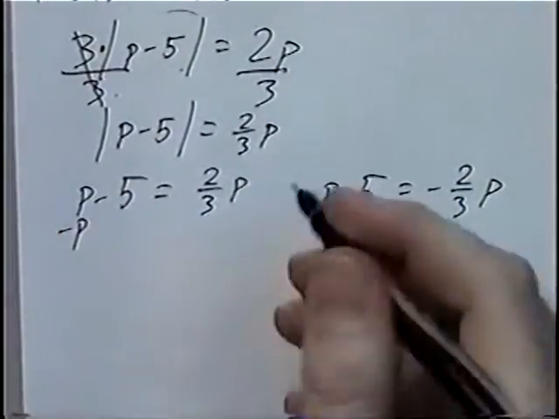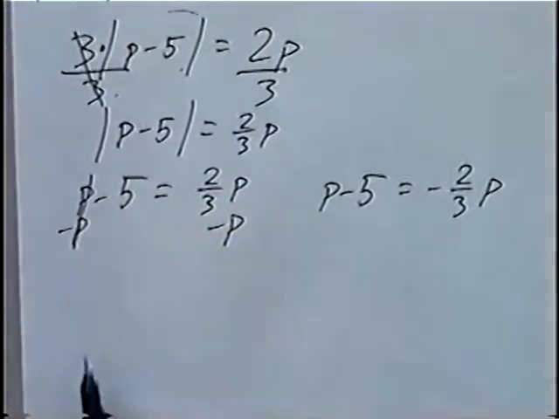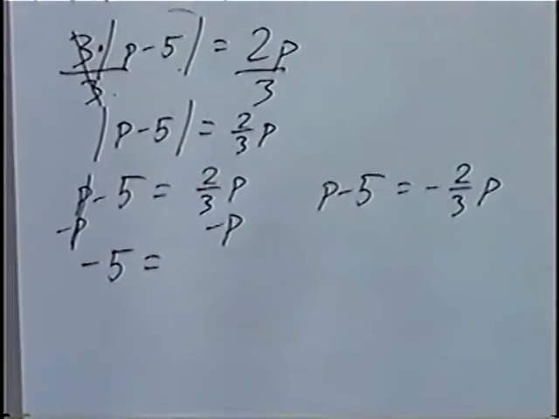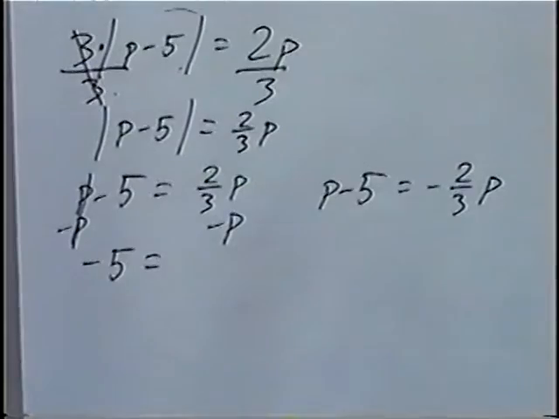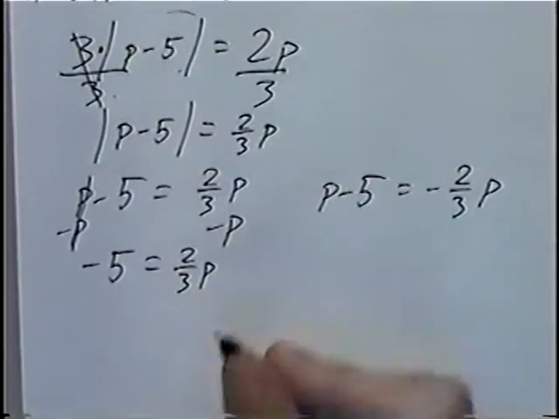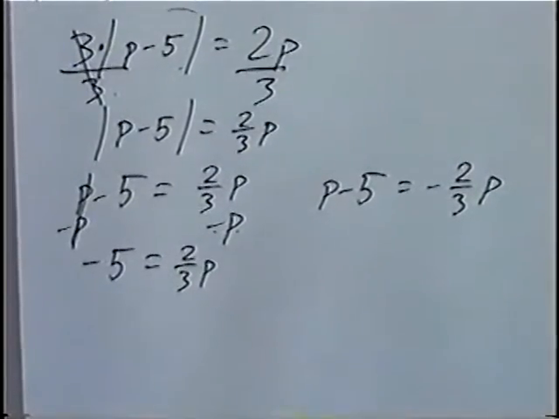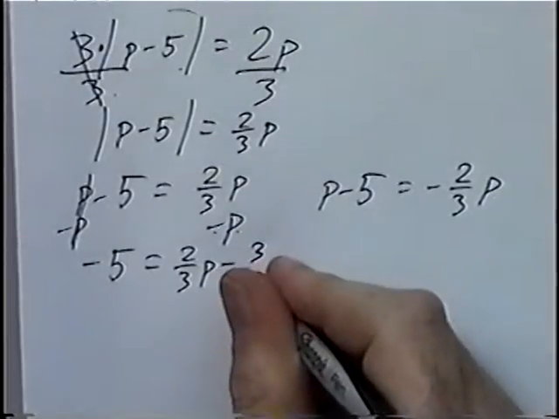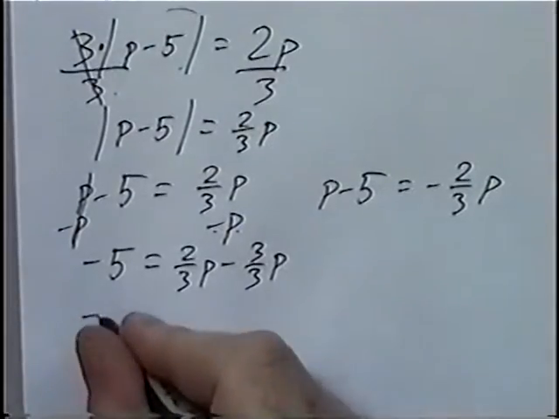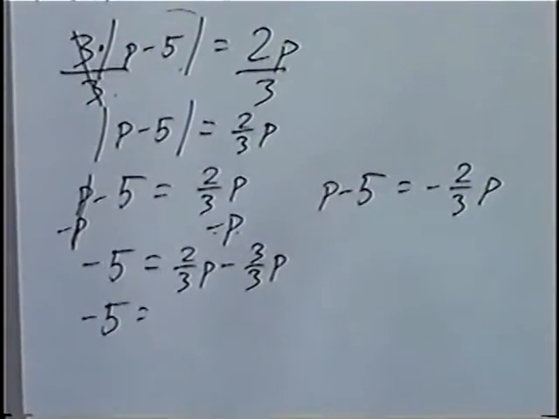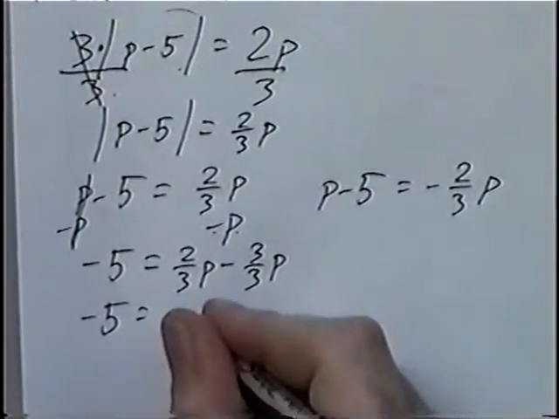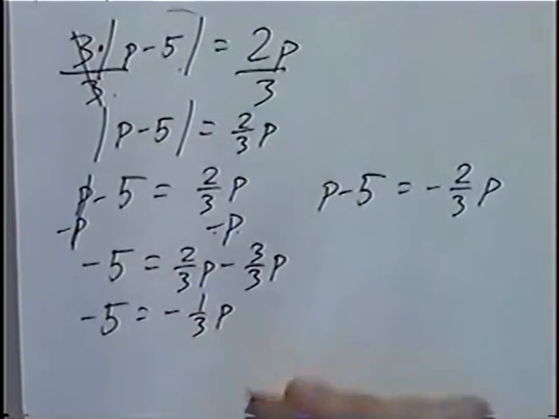we can subtract p on both sides. That way the variables all go to the right hand side. Negative 5 would stay the same. 2/3 p minus 1p, you can get common denominators on those. 2/3 p would stay the same, and instead of minus 1p, you can change 1 into 3/3, or minus 3/3 p. Negative 5 stays the same. And now we have common denominators. 2/3 minus 3/3 would be negative 1/3 p.